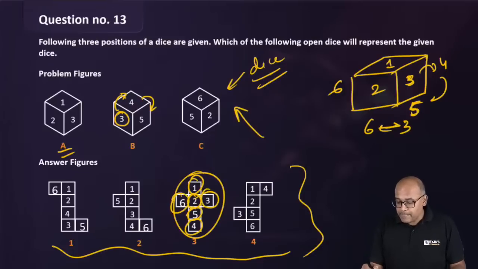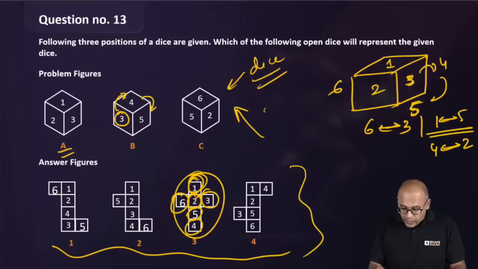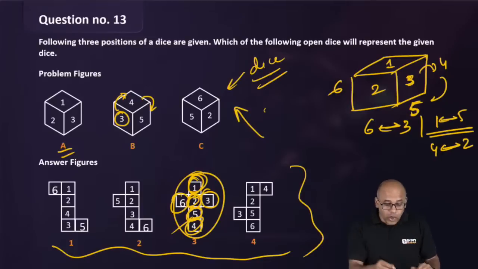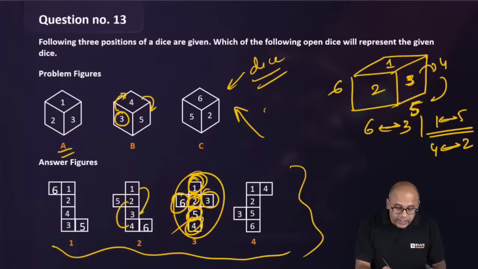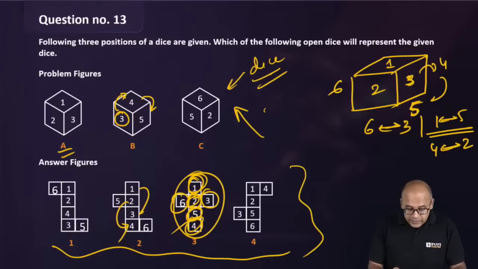That's exactly what you want. 6 and 3, 1 and 5, and you have 4 and 2. So you can see 6 and 3 are opposite. 1 and 5 will be opposite. 1 and 5 and 2 and 4. Okay, so whenever you are folding things, alternates will become opposites. Clear? That's the simple way to remember.